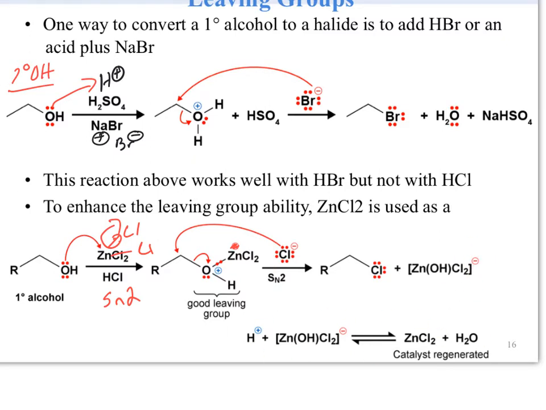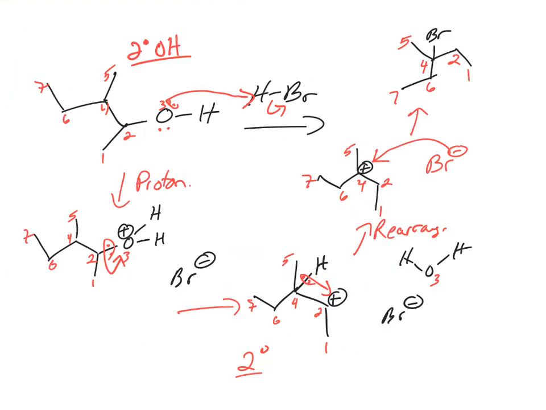If you want to know about it, I can tell you about it, but that's not what the key point is here. The key point is these are ways to take strong acids, HBr, or things like that, or zinc chloride, and use them to turn an alcohol into a bromine or a chlorine. That's it.